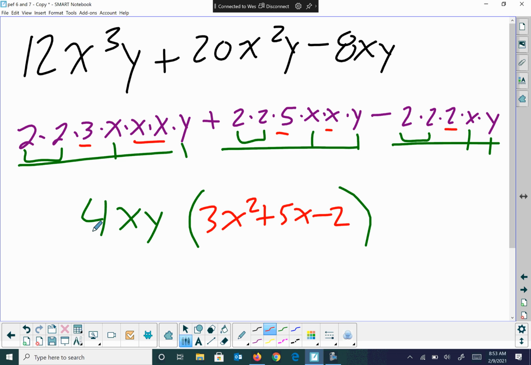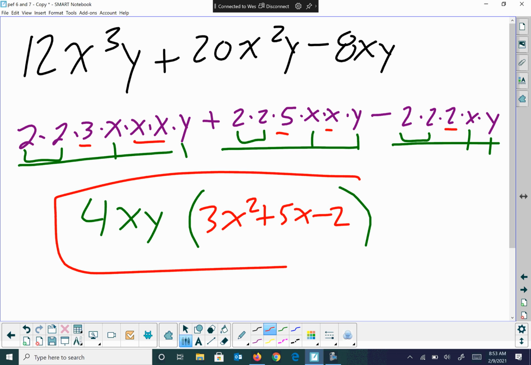We can go 4 times 3 is 12. Good. X times x to the second is x to the third. Good. Times y. Good. 4 times 5 is 20. Good. X times x is x squared. Good. Times y. Got it. 4 times negative 2 is negative 8. Good. xy comes with it. Yay. That's my answer. So we reversed them. They're just reversed.